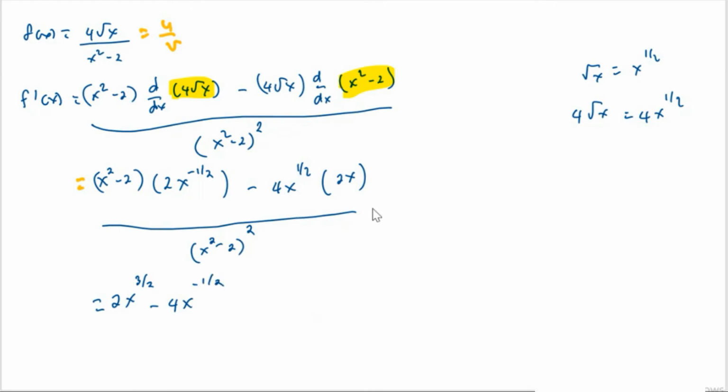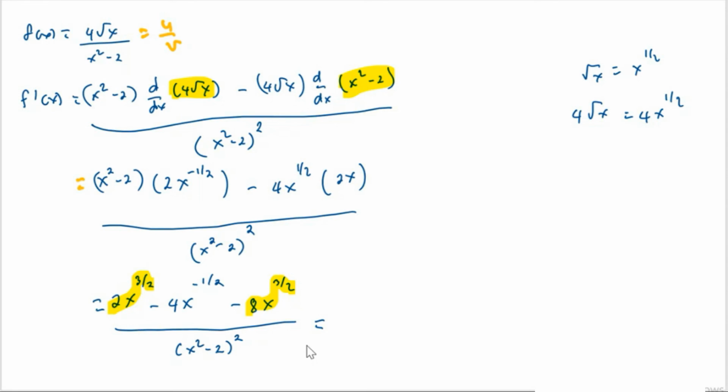And on the next term, we have 4x raised to 1/2 times 2x. So for the numerical coefficient, we have 4 times 2 is 8, and multiply x raised to 1/2 times x. So add the exponents. 1/2 plus 1 gives now 3/2, all over, copy the denominator, which is the square of x squared minus 2. So we can see that there are like terms. We have the 2x to the power of 3/2 and 8x to the power of 3/2. So therefore, we can combine that one.